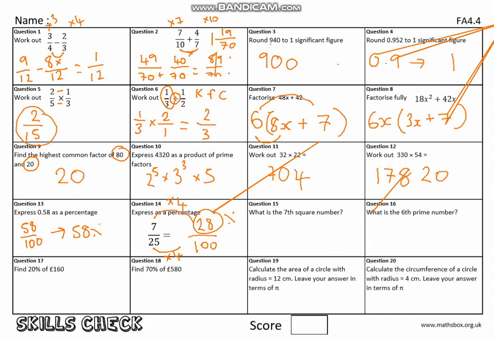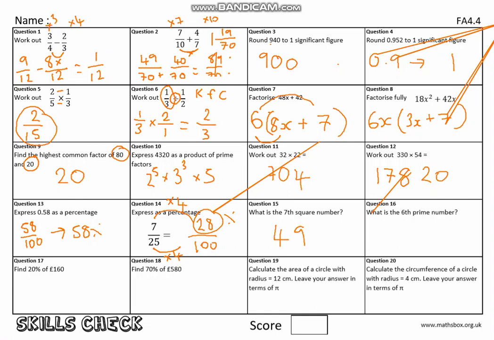So next up, we've got what is the 7th square number? So as we've said, a square number is just the number times by itself. So the first square number is 1 times itself. So the 7th square number would be 7 times by itself. So 7 times 7 is 49. So that's the 7th square number.